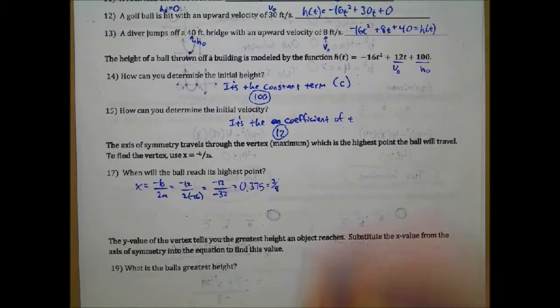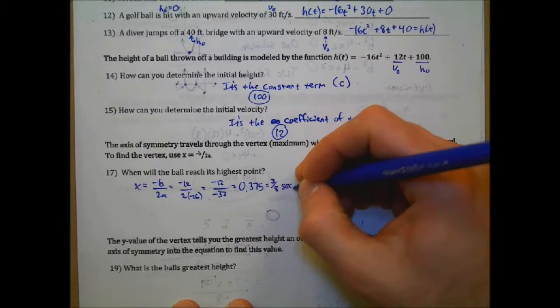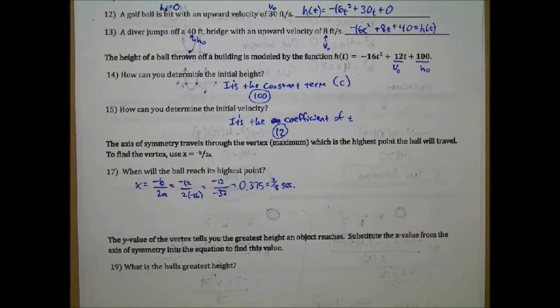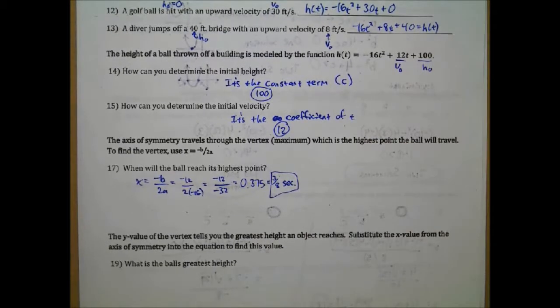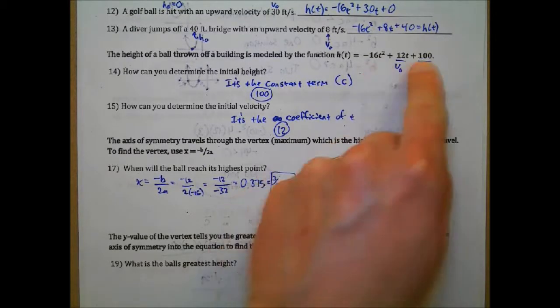I think it's supposed to be in seconds. Okay. So that's the time when the ball reaches the highest point. But if you don't like having to do that negative b over 2a calculation, feel free to graph this thing. Just type it into your graphing calculator there.